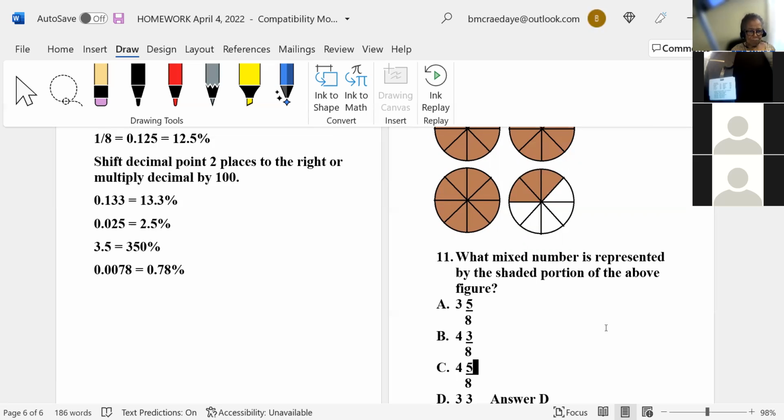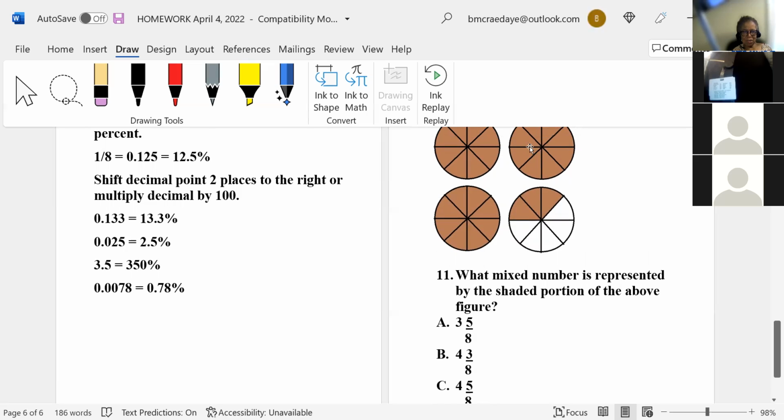Miss Barbara, I know it's 3 upon 8, but why is it 3 and 3 upon 8? Okay, Mercedes, how many pieces do you see in this last figure? Count them. How many are there? It's 8 pieces. I counted. Now, how many are shaded? 3 pieces. So that's 3/8. I say, but what is represented by the shaded portion?